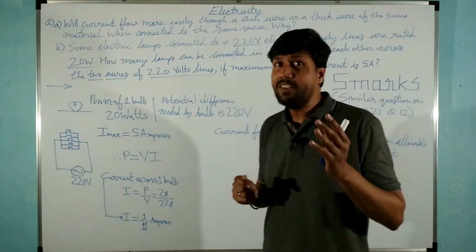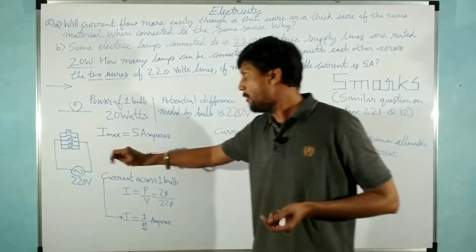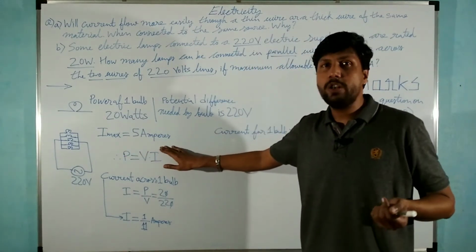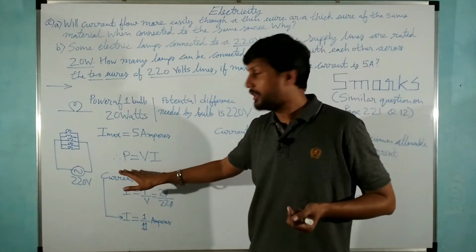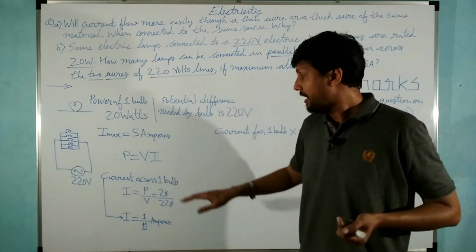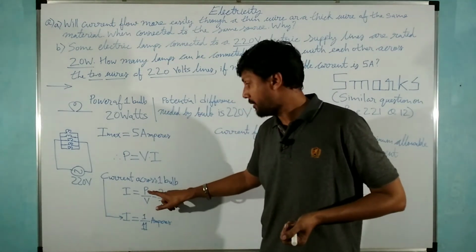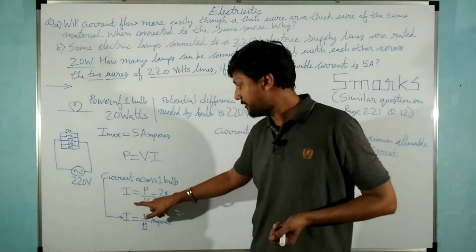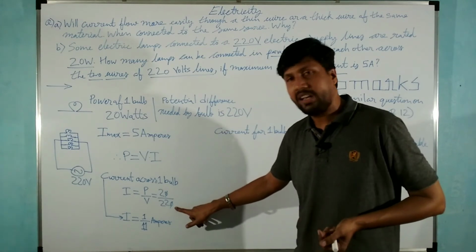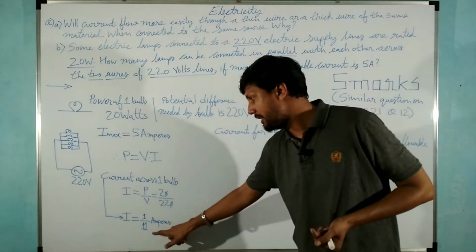So we know that the voltage will be remaining the same. So the 220 volt will be there. Now what is the maximum allowable current? I max is 5 amperes. Now what do we know? We know this formula: P is equal to V into I, that is power is equal to potential difference into current. So current across one bulb will be how much? Current is equal to power upon potential difference. So I just manipulated this formula and wrote the values: power of one bulb is 20 and it has to operate at 220 volt. So one bulb has to operate on this much amount of current, that is 1 upon 11 amperes.